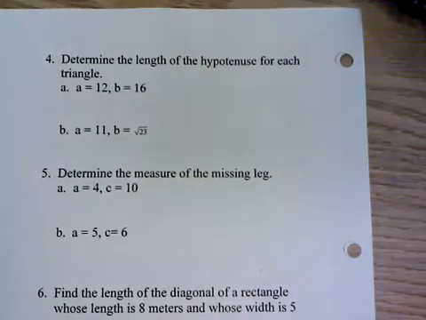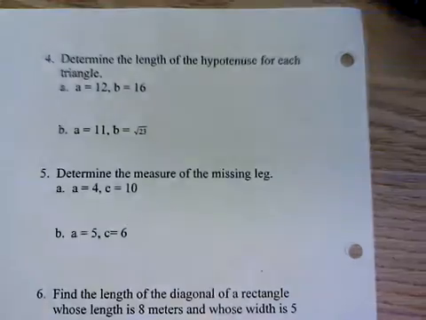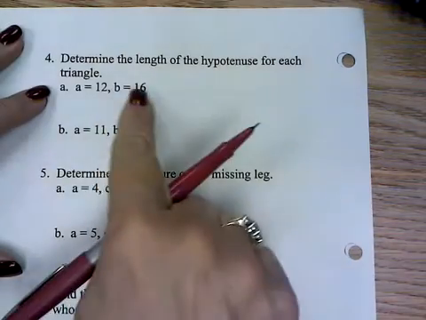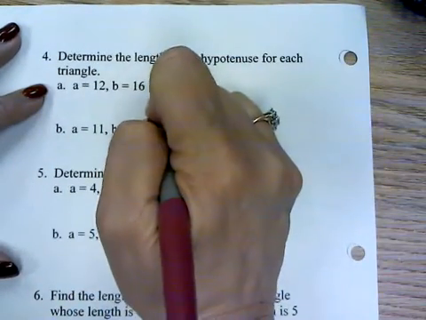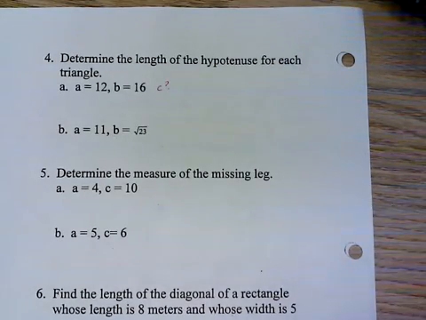Okay, number 4 just says determine the length of the hypotenuse for each triangle. So again, what we're going to do is we're given A and B, and we're going to try to find C. C is our hypotenuse. So, you work 4 while I work 4.